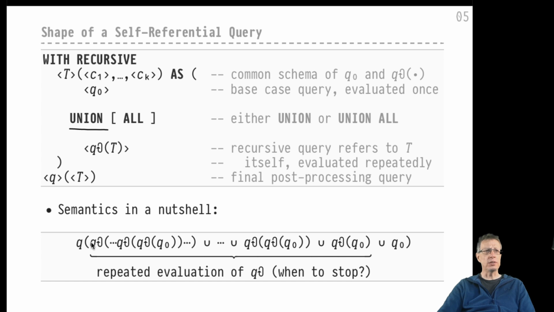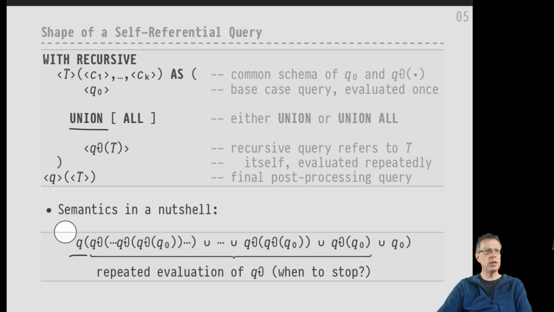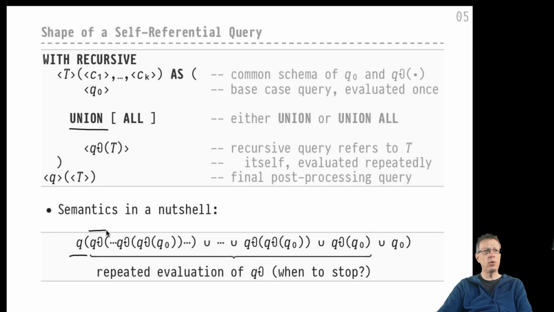Once we've reached that, then it's time to evaluate this final post-processing query Q. So I'm looking at this guy and at this guy. These are the same. I evaluate this post-processing query once, and it will of course see the entire collected result that we have accumulated so far. So this would be the semantics of this self-referential query.